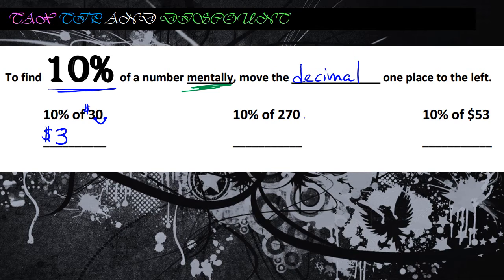If we did 10% of 270, we put our decimal at the end, move it one place over to the left, and our discount would be $27. But let's take 10% of $53. We have our decimal at the end, move it one place to the left, and our discount is $5.30. We got to make sure to add the 0 at the end for the hundredths place.